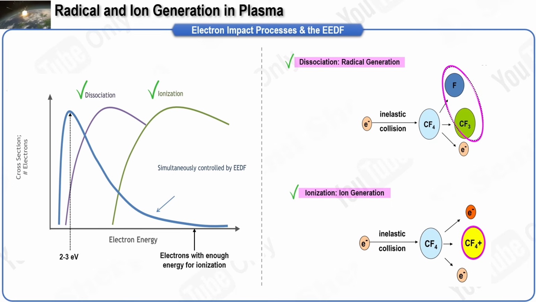At an effective temperature near 3 eV, many electrons can dissociate feed molecules, while a smaller fraction in the high energy tail can ionize them. Radicals from dissociation provide chemical reactivity, and positive ions from ionization provide directionality and local activation. Together, they explain why plasma etching can be both chemically strong and highly anisotropic.